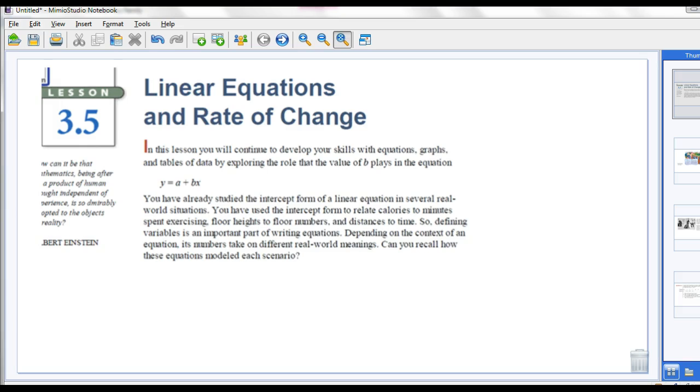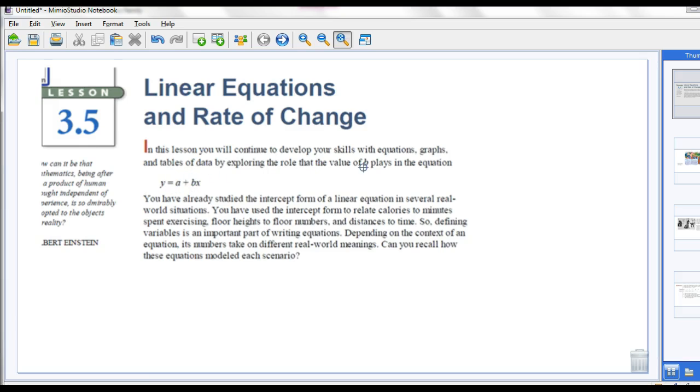Welcome to 3.5. This is an introduction to what we're going to be doing here for the next section. We're talking about linear equations and rates of change. In this lesson, you will continue to develop your skills with equations, graphs, and tables of data by exploring the role that the value of b plays in the equation y equals a plus bx.